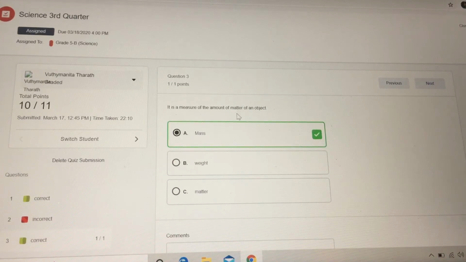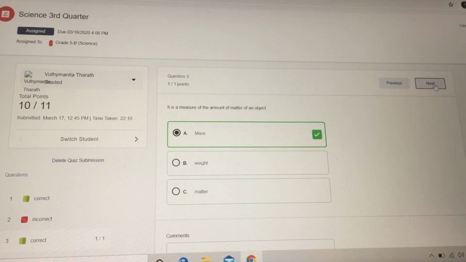It is a measure of the amount of matter of an object. What is this? Yeah, she got the correct answer, and it is mass. So for mass, always remember that it's a measure of the amount of matter of an object. As we said, matter is anything that occupies space and has mass. So basically, matter is anything, right? Because everything is made up of matter, and everything has mass.